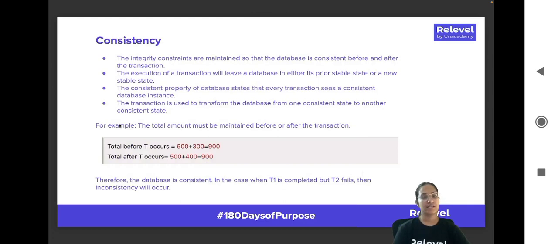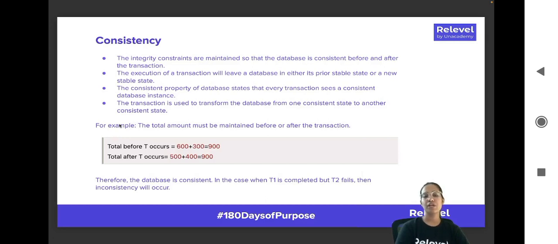Next is consistency. The integrity constraints, which we talked about in SQL, are maintained so that the database is in a consistent state before and after the transaction. The execution of a transaction will leave a database either in the prior stable state or a new stable state. If you execute a transaction fully, you reach a new stable, consistent state. But if you do not fully complete the transaction, you go back to the previous stable state. So execution of a transaction can lead to either of these things.